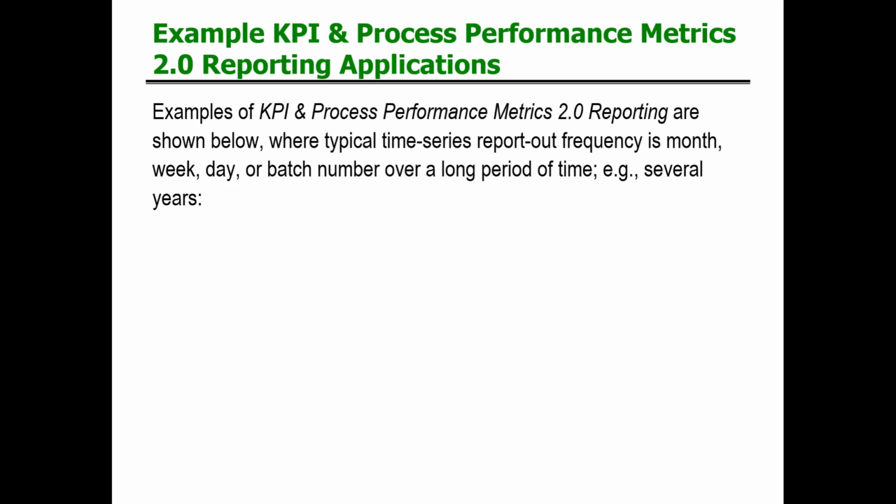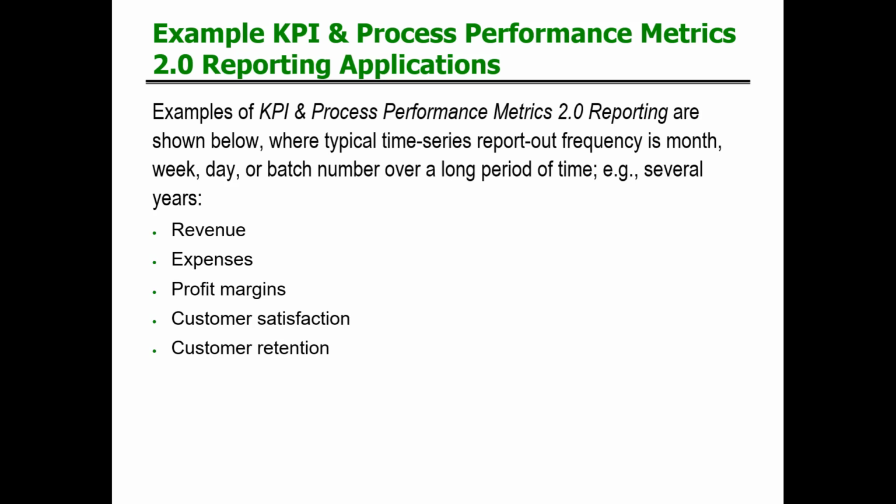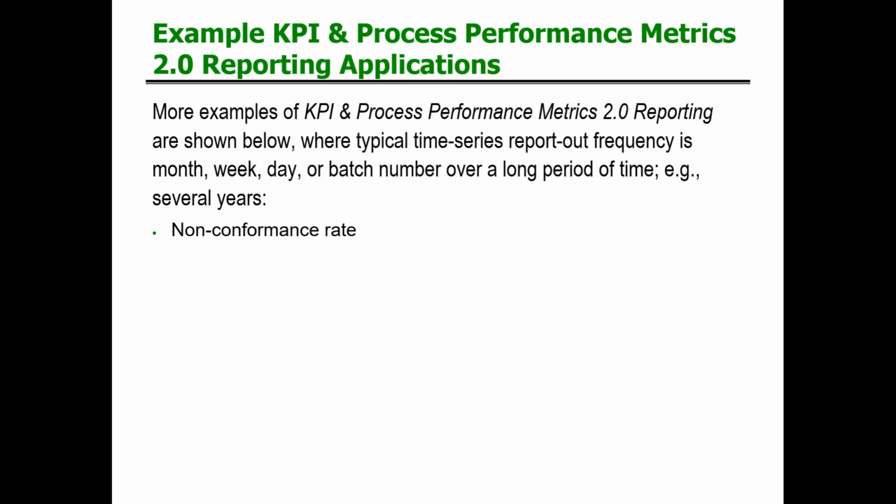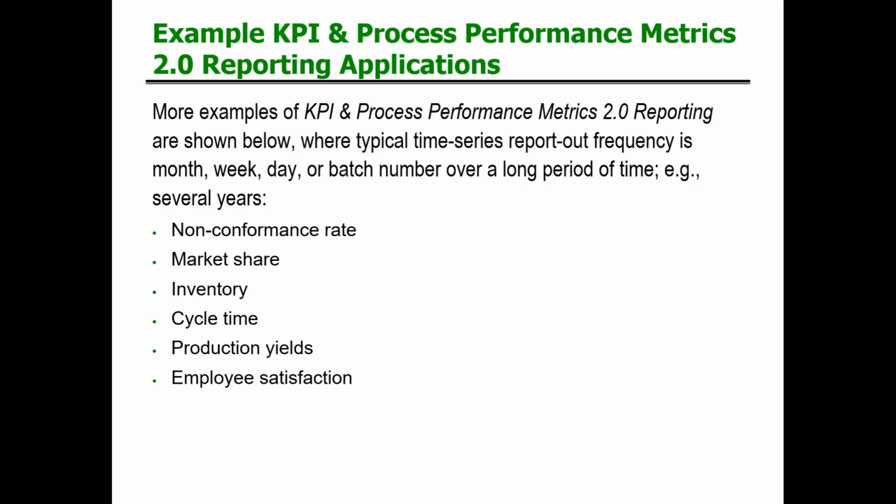Examples of KPI and Process Performance Metrics 2.0 reporting are shown below, where typical time series reporting frequency is month, week, day, or batch number over a long period of time, for example, several years. One example is revenue, which could be reported monthly over multiple years. Expenses, profit margins, customer satisfaction, customer retention, on-time delivery. More examples: non-conformance rate, market share, inventory, cycle time, production yields, employee satisfaction, employee turnover. These are just a few examples of this form of reporting.